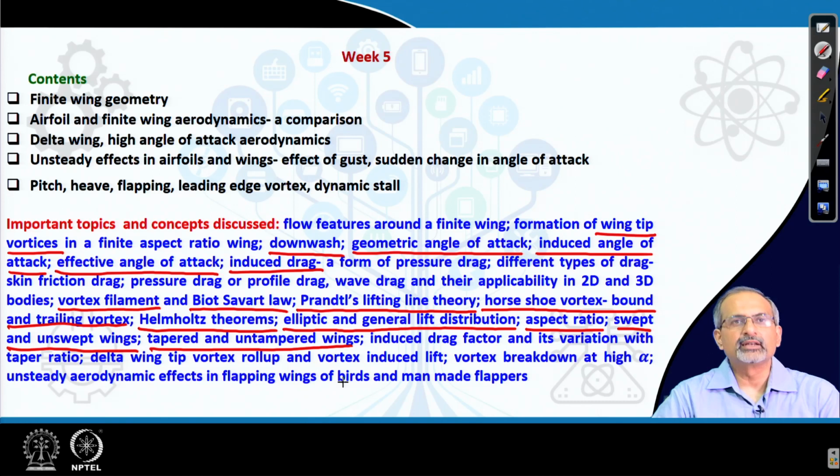Next, we moved on to delta wings, and we looked at the tip vortex roll up and vortex induced lift, which keeps it aerodynamically efficient up to very large angles of attack compared to airfoil aerodynamics. Then we saw how vortex breakdown occurs at high angle of attack and leads to reduction of lift and increase in stall over the delta wing. But we saw that the stalling is rather smooth.